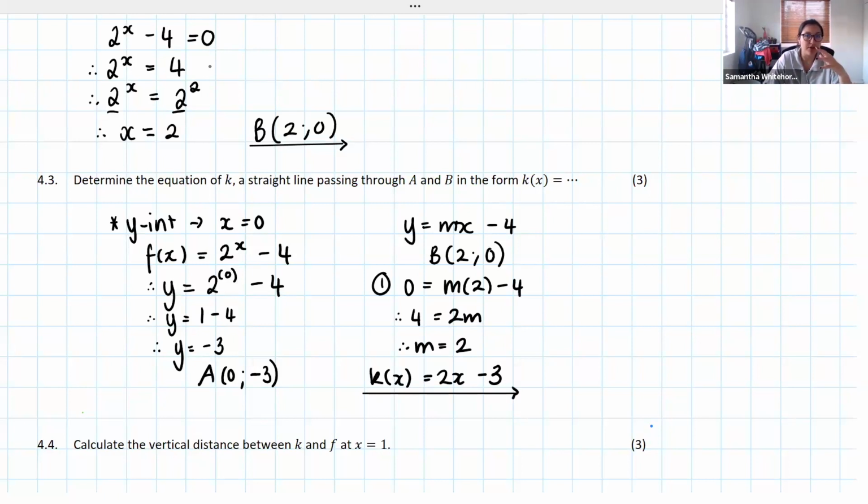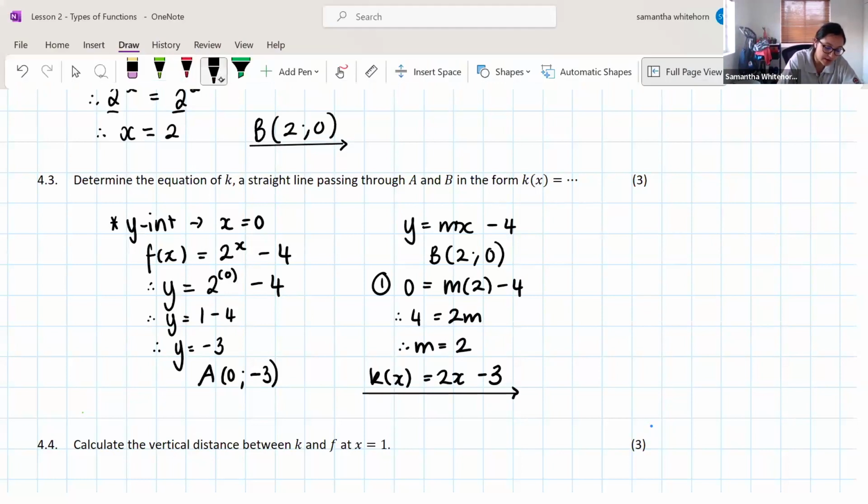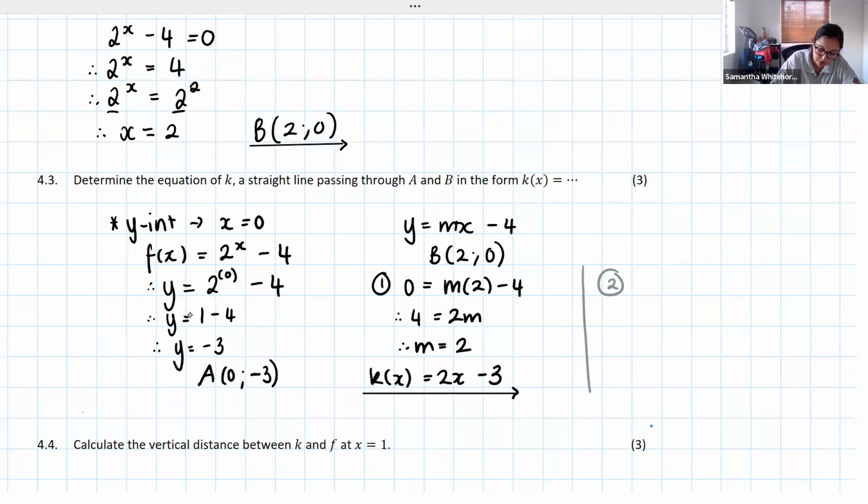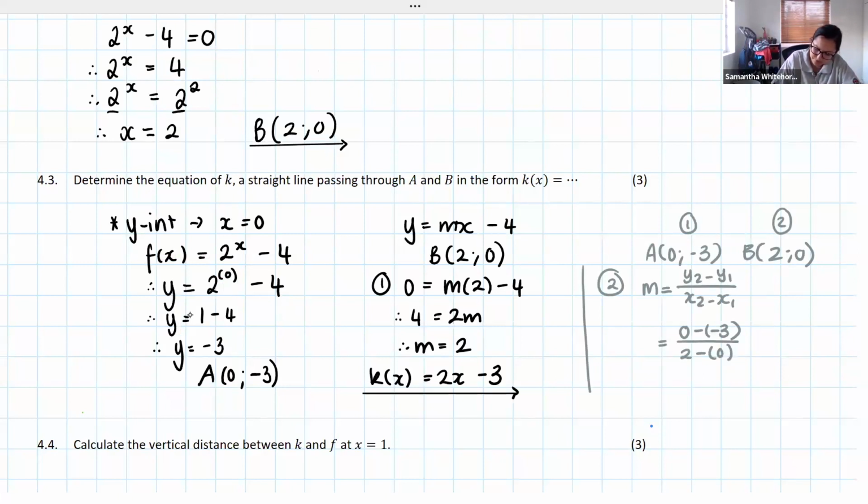I feel like a lot of us are so used to using the gradient formula that that's probably the thing that we would do. Now, there's nothing wrong with that. So if you do go ahead and use the gradient formula, option 2 would be, okay, you know what A is, and you know what B is. We can now substitute in m. So m is y2 minus y1 over x2 minus x1. So this is point 1 and this is point 2. y2 is 0 minus negative 3 over 2 minus 0.